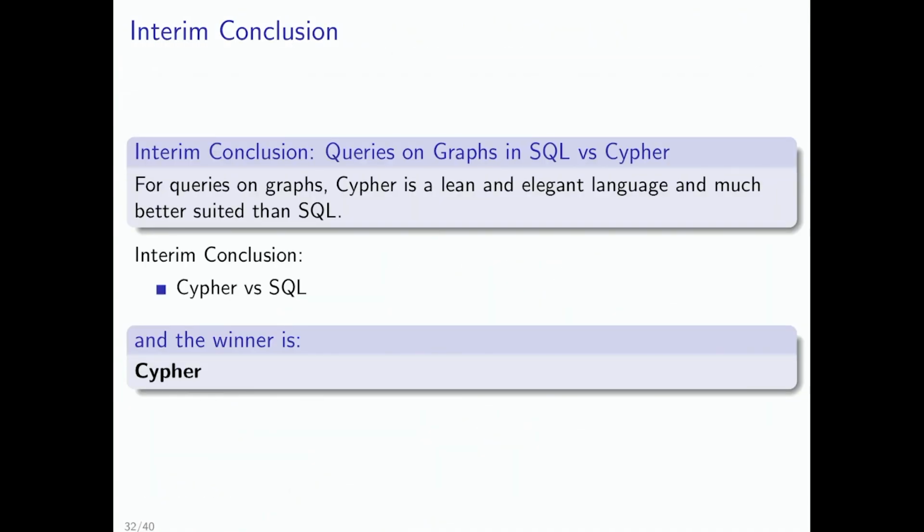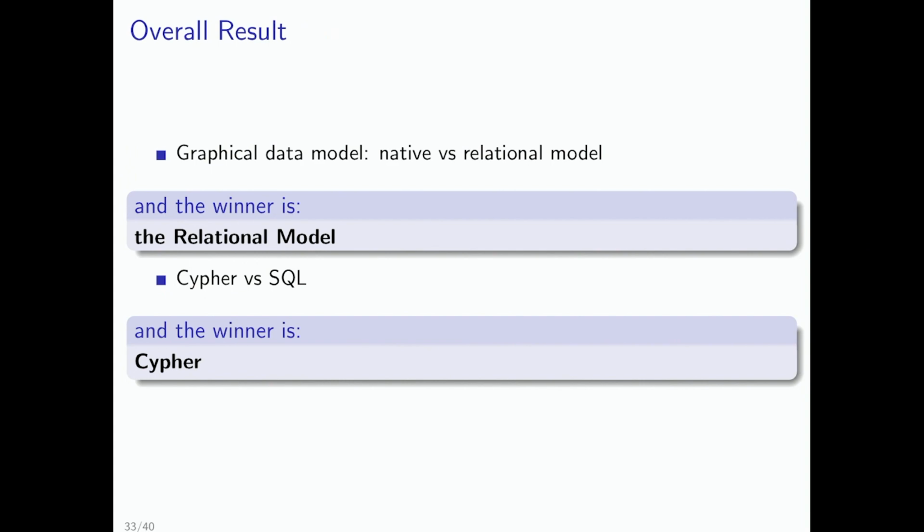Yeah, so the conclusion here really is queries on graphs in SQL versus Cypher. For queries on graphs, Cypher is a lean and elegant language and much better suited than SQL. Unfortunately, that is the result. So the winner here is actually Cypher. Overall, in terms of modeling, the relational model is the winner, but in terms of query language, the winner is Cypher.